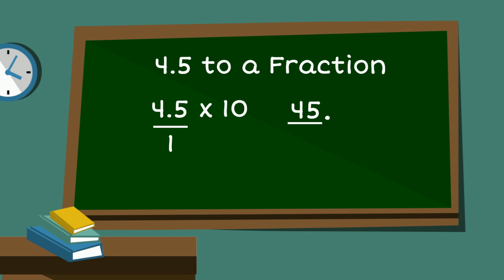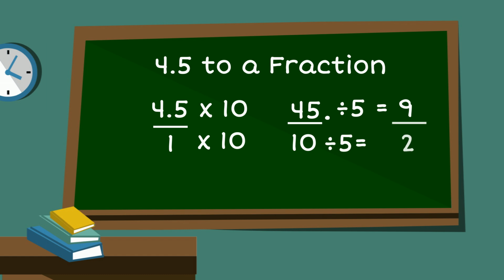What you do to the numerator, you need to do to the denominator. So 1 times 10 is 10. So now we have the fraction 45/10. But we can reduce this. Since 45 ends in 5, I know it's divisible by 5. 5 goes into 45 9 times, and 5 goes into 10 2 times.